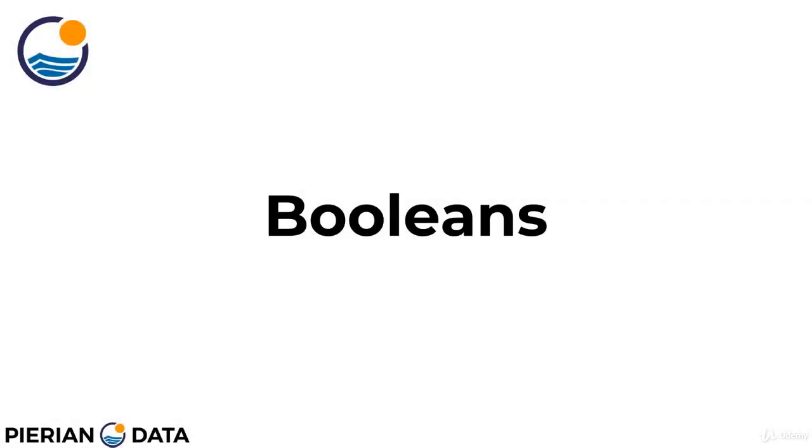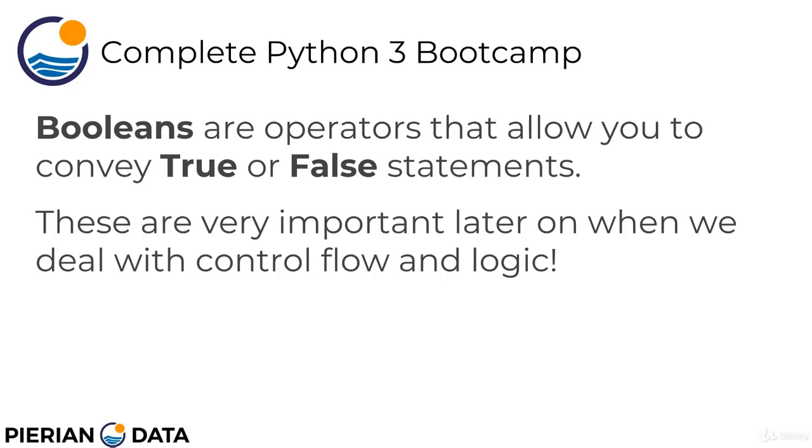Hey there, welcome back. In this lecture, we're going to briefly discuss Booleans. Booleans, in case you're unfamiliar with this term, is basically a term to use for operators that convey either true or false statements. And these are really important later on when we deal with control flow and logic, because lots of times we want to check if a certain condition has happened. In other words, if a certain condition is true in order to execute some code.